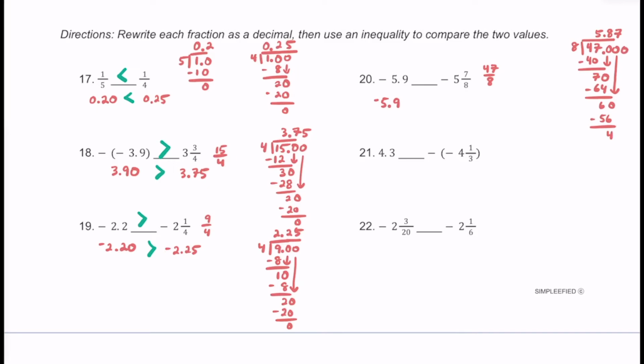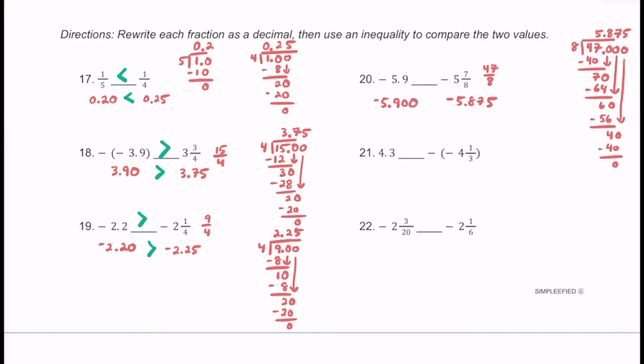We can add another 0 and bring that down. Now 8 into 40 here is going to be 5 times. 5 times 8 is 40. You can see there's a remainder of 0. So this decimal is negative. It's going to be -5.875 or -5 and 875 thousandths.